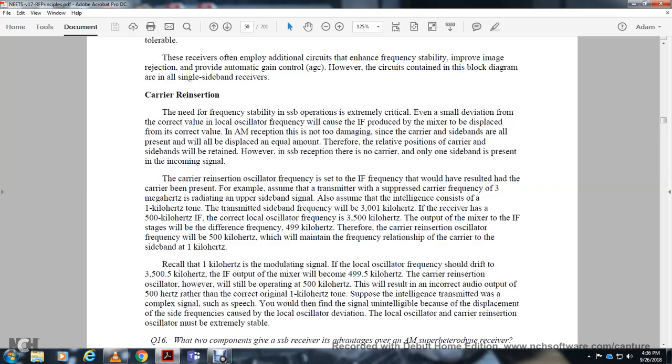The need for frequency accuracy with your single side band operation is extremely critical, even with a single small deviation for the correct voice. The local oscillator frequency combined with the intermediate frequency is produced with the mixer. In the reception of automatic amplitude modulation, the carrier and side bands are all displayed, and an equal amount relative to the position of the carrier with the side band.